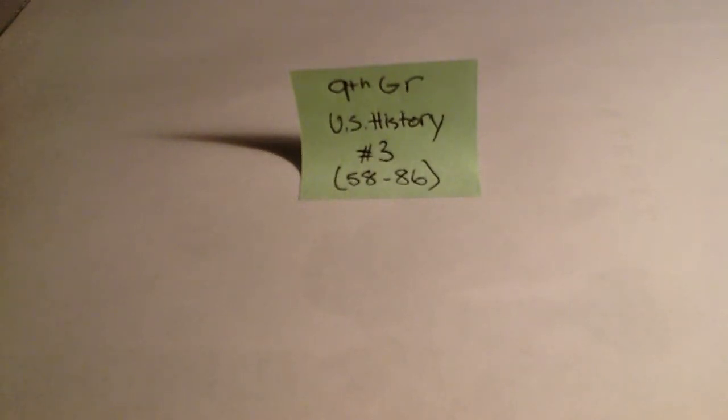Number 59. The policy that kept the United States out of war for 3 years was called what? What kept us out of war? A. Nationalism. C. Neutrality. D. The convoy system.